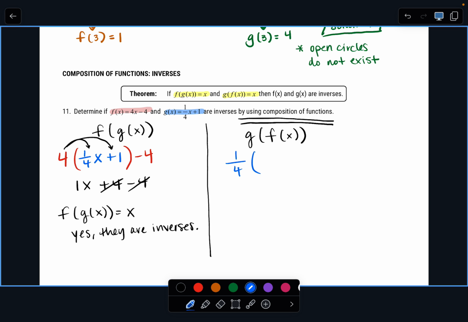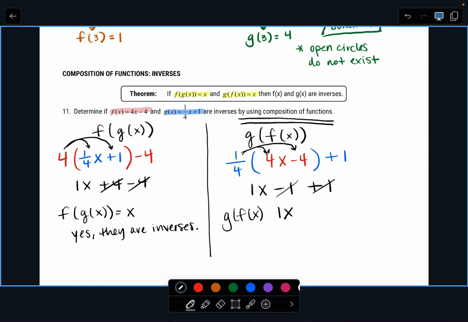1/4, I'm going to do a big parentheses plus 1. And I'm plugging in f of x into g of x. So I'm going to take 4x minus 4. I'm going to plug it in, and you do your simplifying. Simplify, simplify. 1x minus 1 plus 1. And we get the same 1x. So g of f of x is equal to 1x.